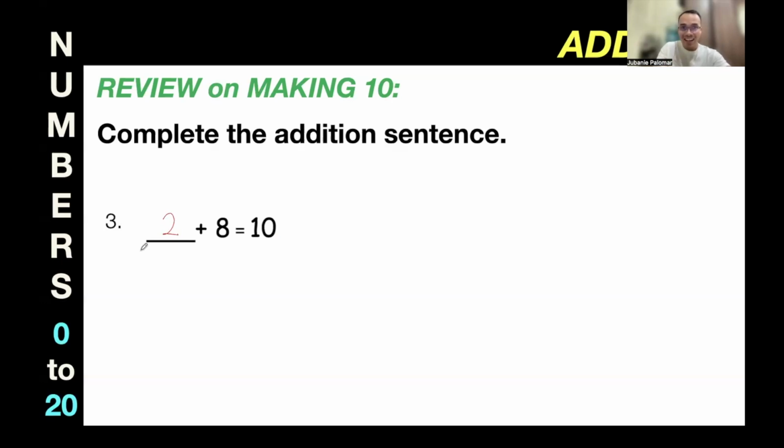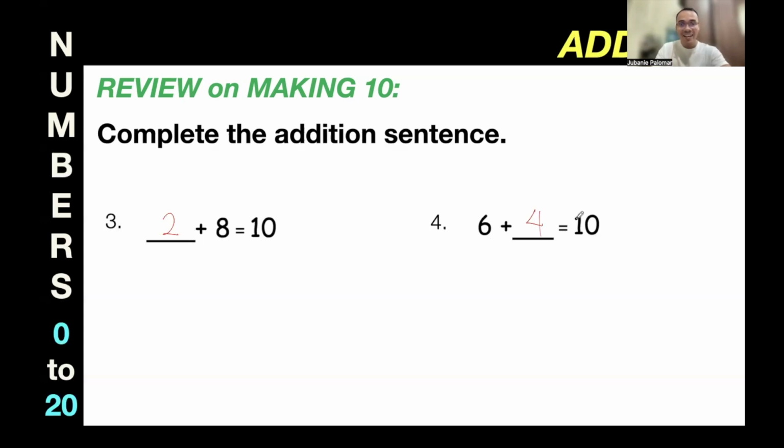Congratulations. Let's have number 4. 6 plus blank equals 10. What is the missing number? Let's see. 6, 7, 8, 9, 10. 4 fingers. So the missing number is 4. 6 plus 4 equals 10.